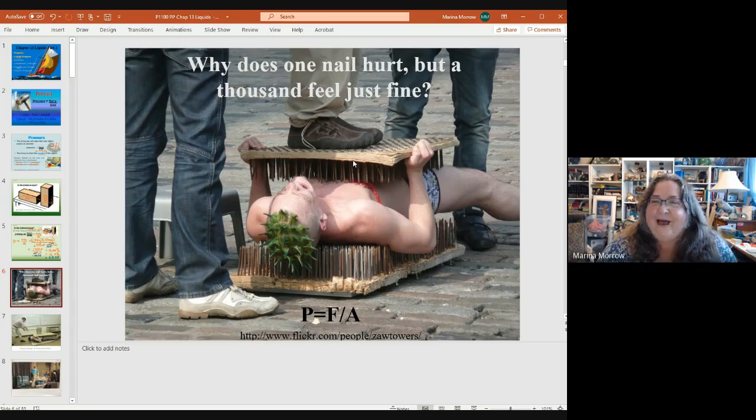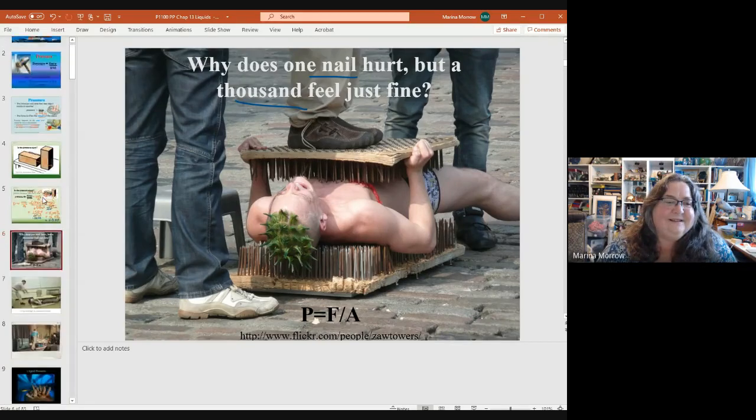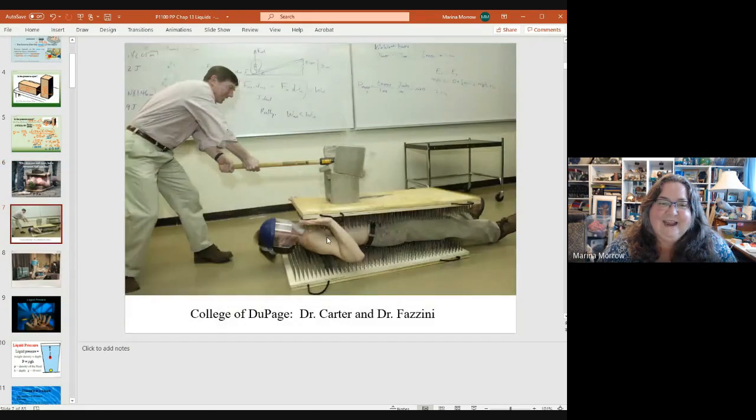Anyway, but why can you do that with nails? Well, one nail would really hurt if you've ever stepped on a nail, but with 1,000 nails, you don't hurt as much. Because you have 1,000 times more area, so the pressure is less than what is required to break your skin. So it's 1,000th the pressure one nail would have. So 1,000 times more area, 1/1,000th the pressure. So yes, when Dr. Fazzini gets up, he will not actually be bleeding.